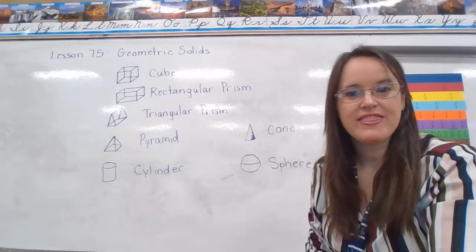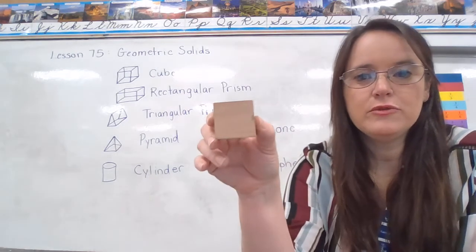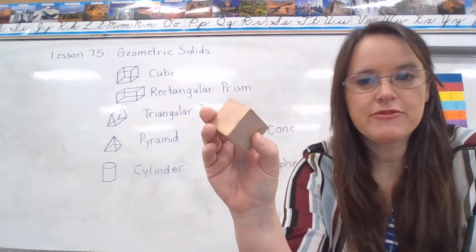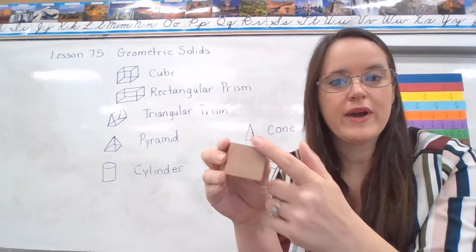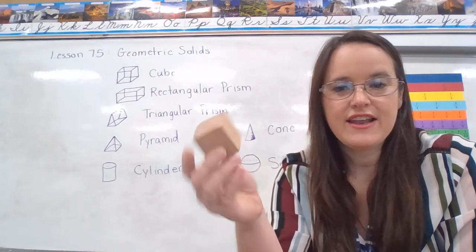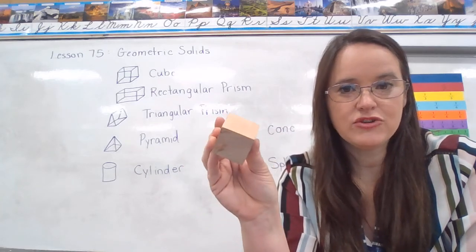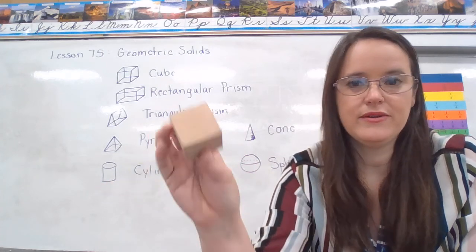And we're going to start with the cube. We've talked about this before. The cube is a special type of rectangular prism where each of the faces are square shaped. So we have 6 squares that are turned into a 3-dimensional object, and it makes what we call a cube. Okay?